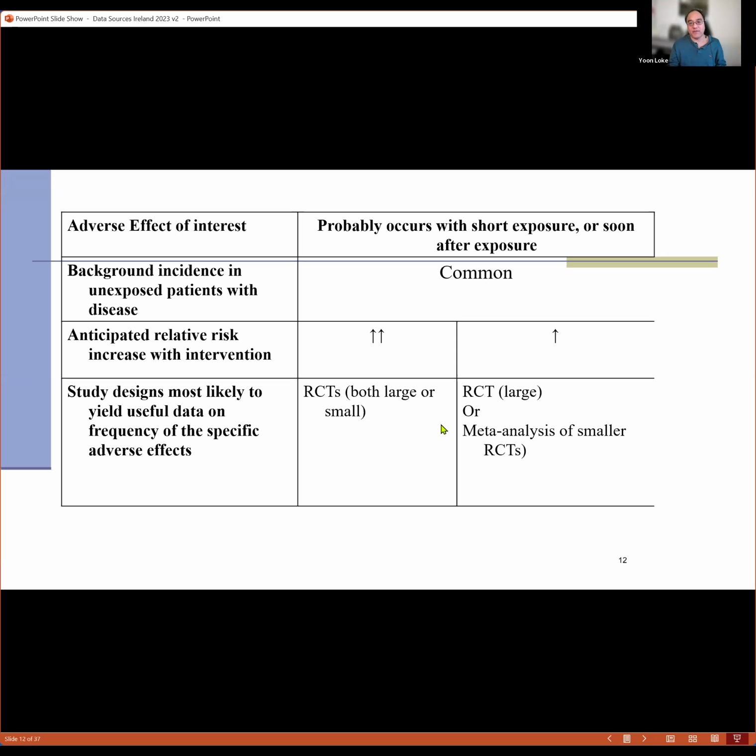So if you have some idea what your adverse effect of interest is, and I've said, let's think about something that occurs soon after starting the intervention. It's got a relatively common background incidence and a highly increased risk with the intervention, then RCTs would be suitable for giving you data on this particular adverse effect. If the risk increase is small, maybe you need a very large RCT or meta-analysis of small RCTs. The reason for this is that RCTs can often pick up things that have a short exposure and occur commonly, so you've got a good chance of finding it.